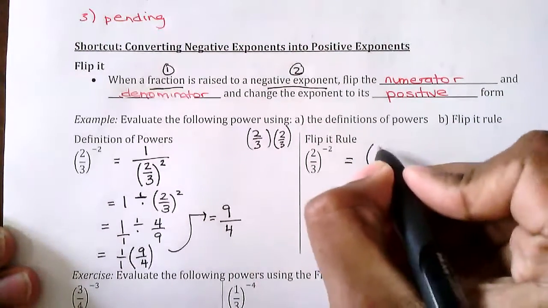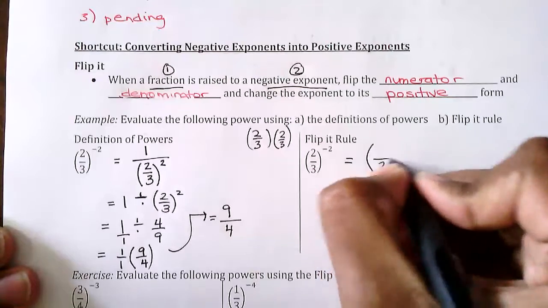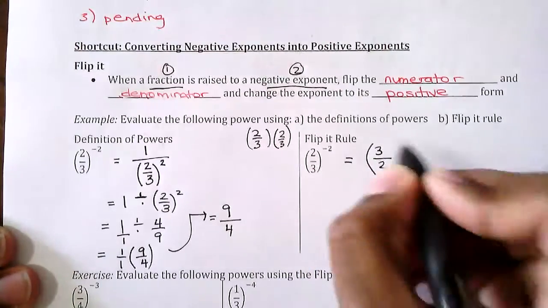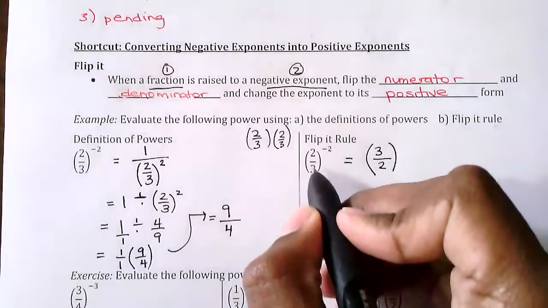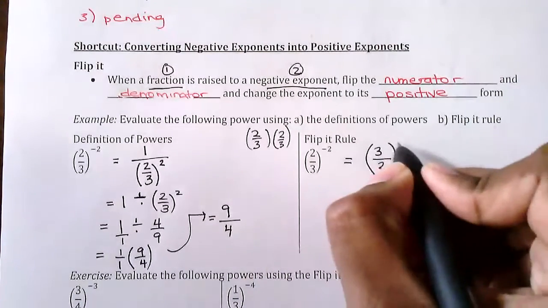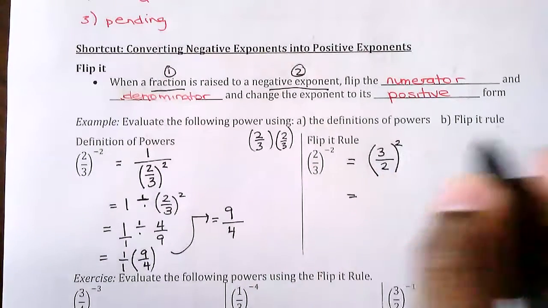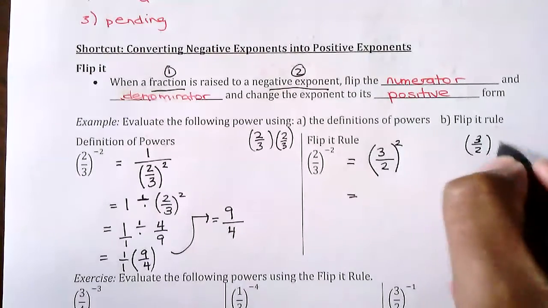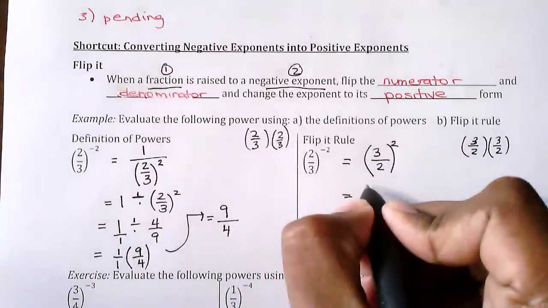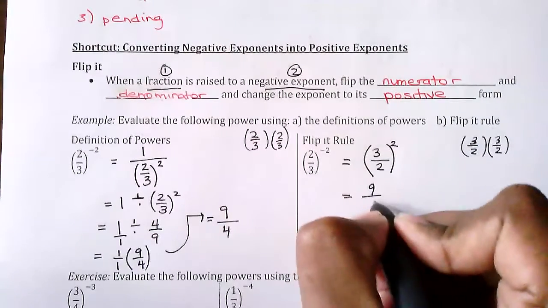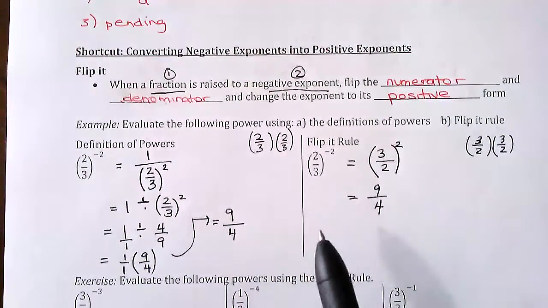So 2 and 3 will flip. So instead of 2 on the top, it'll be at the bottom, and instead of 3 on the bottom, it'll be at the top. And when I flip around the fraction, this exponent goes from negative to positive. So now I have 3 over 2 squared, which is the same thing as 3 over 2 times 3 over 2, which equals 3 times 3, 9, over 2 times 2, 4. So you'll end up with the same answer whether you use the definition of powers or the flip it rule, but clearly the flip it rule is meant to be short, concise, and get you to your answer faster.